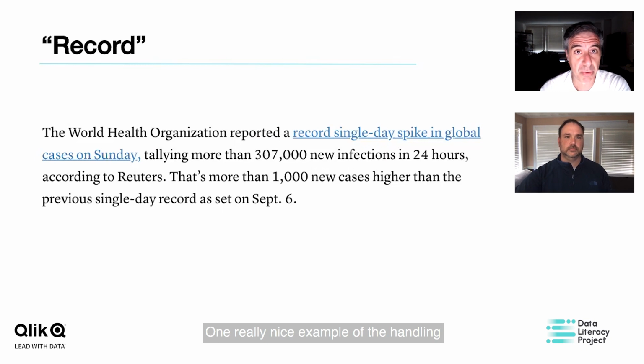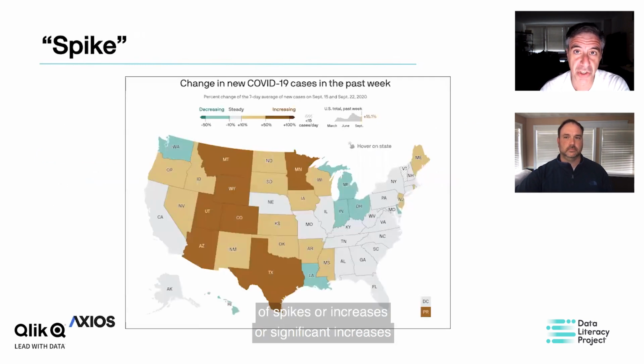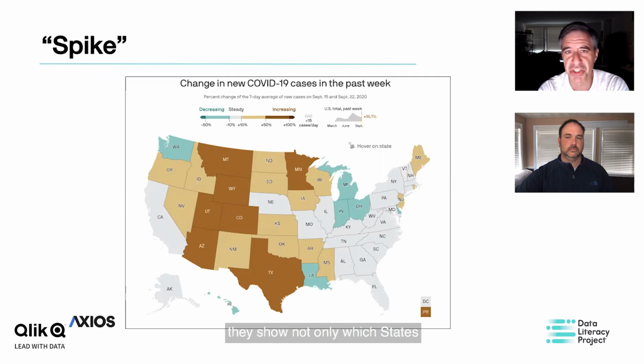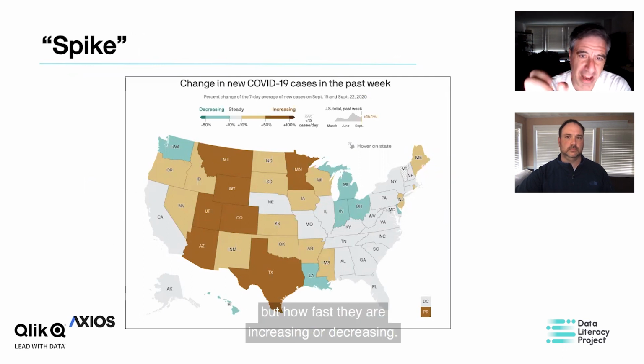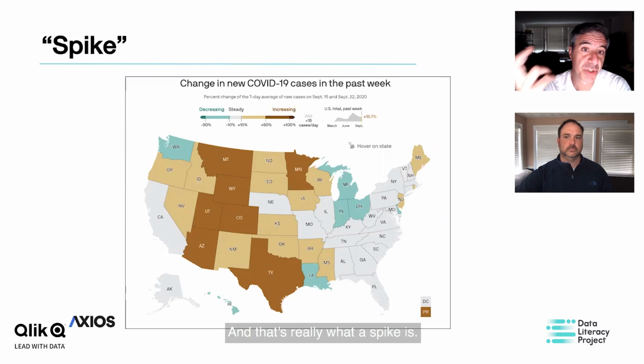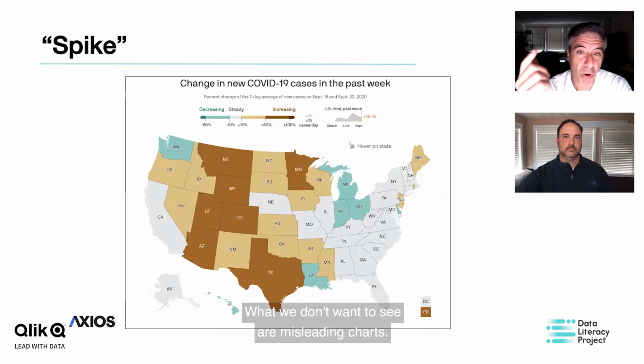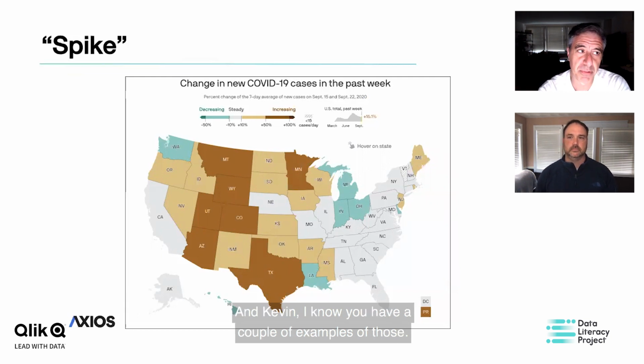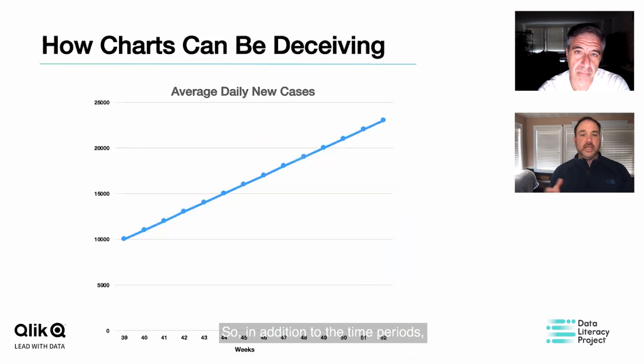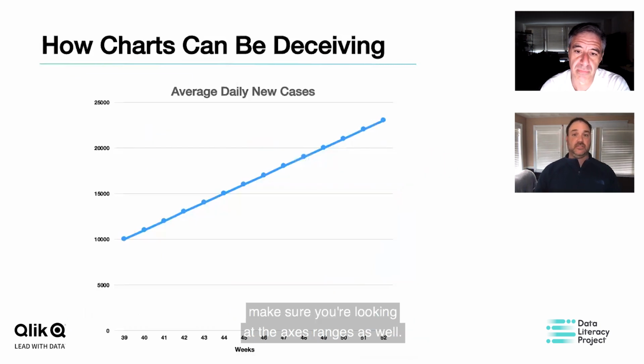One really nice example of the handling of spikes or increases or significant increases is this chart from Axios that's really great. Here in the United States, they show not only which states are increasing or decreasing, but how fast they are increasing or decreasing. And that's really what a spike is. It's not just an increase, it's a very fast and maybe even sustained increase. And that's what we want to see. What we don't want to see are misleading charts. And Kevin, I know you have a couple of examples of those. Yeah, exactly, Alan. So in addition to the time periods, make sure you're looking at the axis ranges as well.